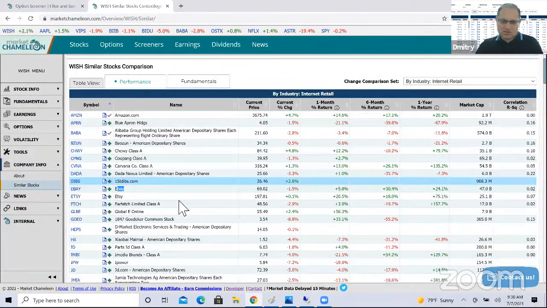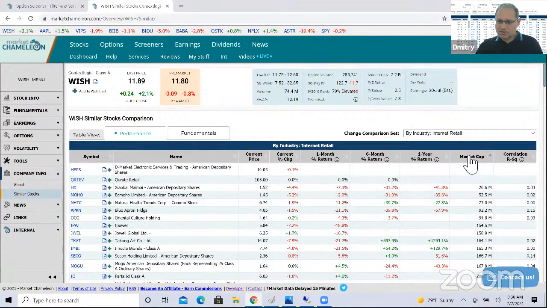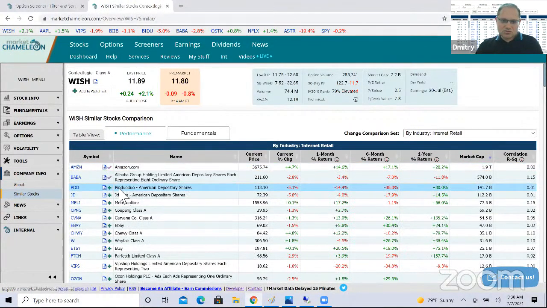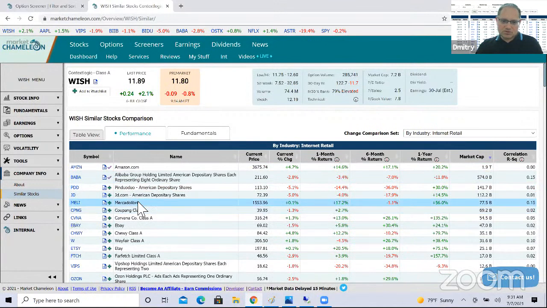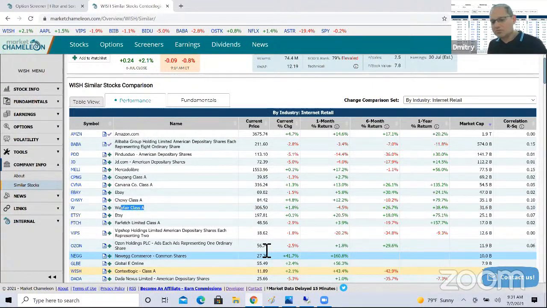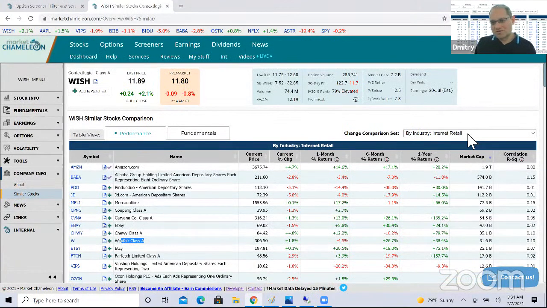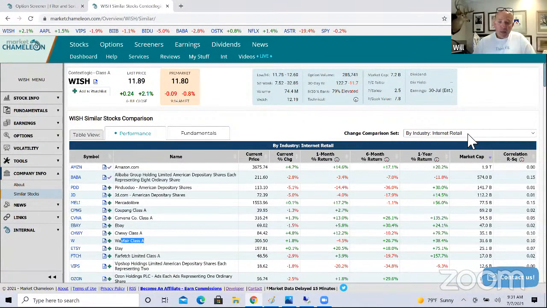Let me see if I could sort it by market cap. So yeah, here we go. It's basically Wayfair's probably close to it. But yeah, that's something new. I've never used Wish yet. This is how you find new things and start developing ideas.